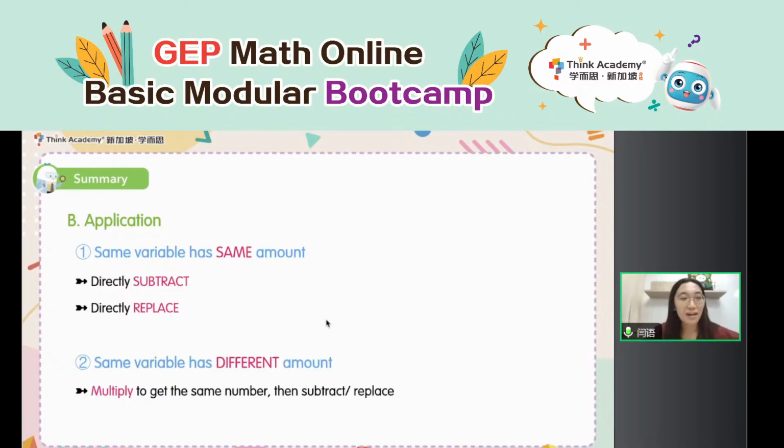Then the last part, it is about how to apply. Well, same variables has the same amount. So here we can directly subtract or directly replace. And same variable has a different amount, then you must find a multiple relationship. And do remember that as long as you change one part, you must change all the rest of the parts at the same time as well.